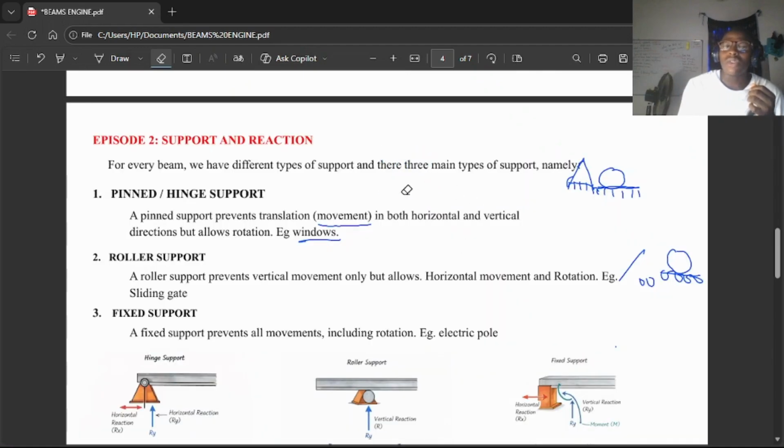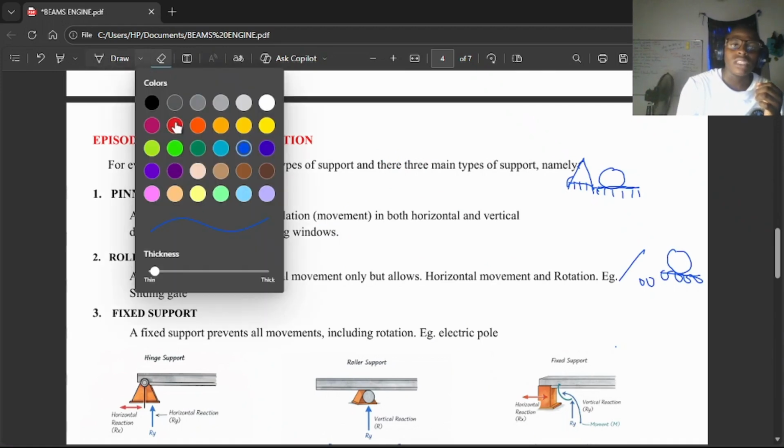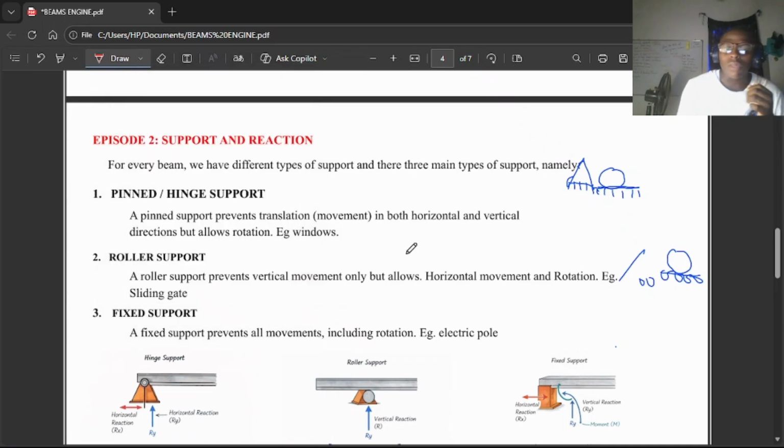Your fixed support is just fixed. It's just at a point. That's your fixed support. It's just at a point. Am I communicating? Now, sometimes in the exam, you see your fixed support in this manner. You see a support like this.